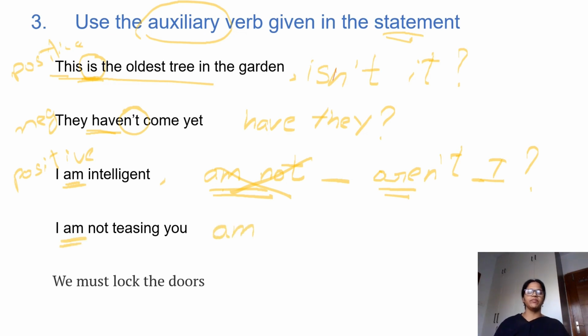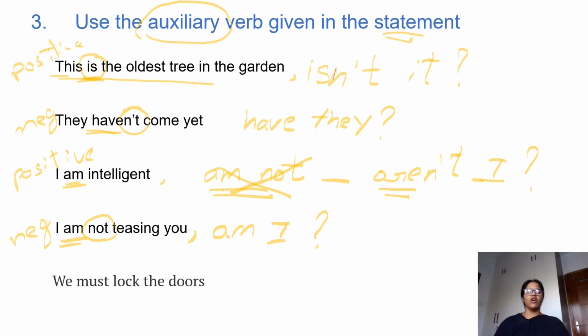Use the same auxiliary verb given in the statement and see whether the statement is positive or negative. We have "not" in it, so the statement is negative. A negative statement needs a positive tag. So "am not" is right? We should not use this "not" in our tag. "Am I" is the answer.